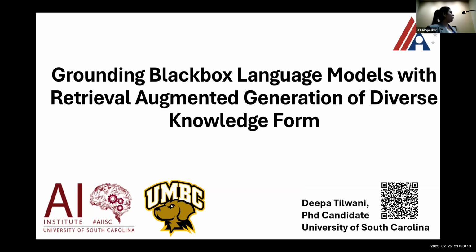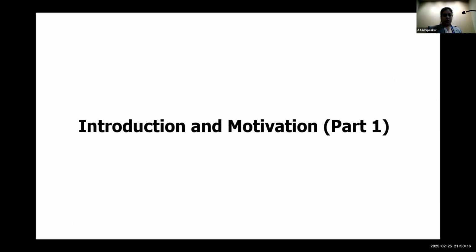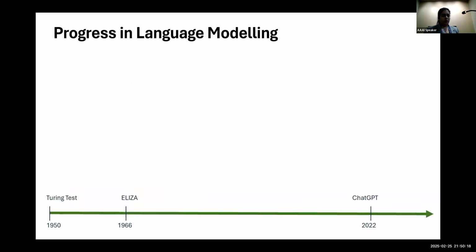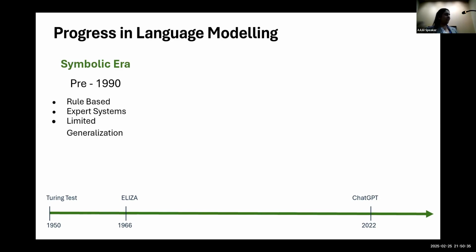Hello, everyone. I will be talking about grounding black box language models with retrieval augmented generation. So this is about how language modeling started. We started with the normal Turing test. Then came ELIZA. ELIZA was the first mental health language model, which was introduced in 1966. Then we are in the era of ChatGPT now.